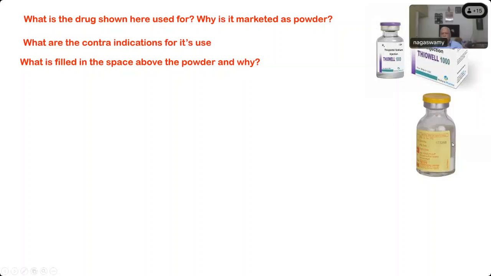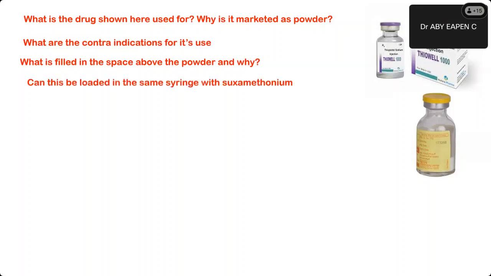Now, the third question is, what is filled in the space above the powder and why? Nitrogen, sir. Very good. Why is it filled with nitrogen? Because normal air contains carbon dioxide that will react with the drug, and the potency of the drug will come down. Okay? And can this be loaded in the same syringe with dexamethasone?